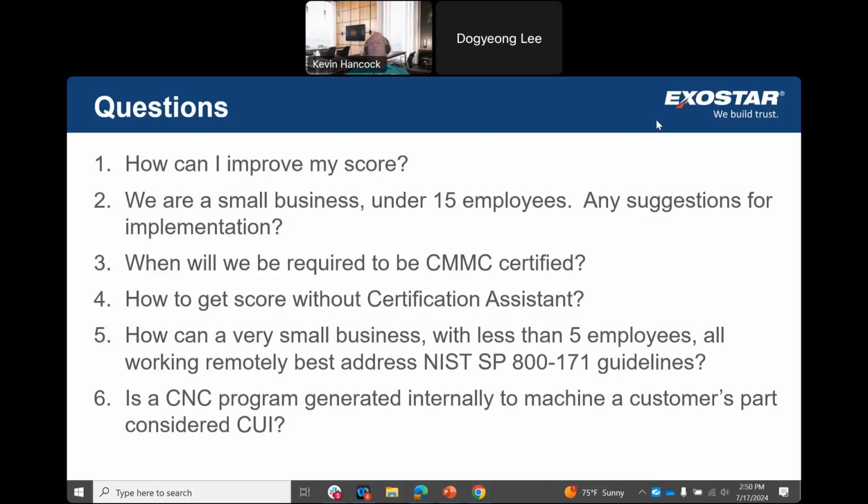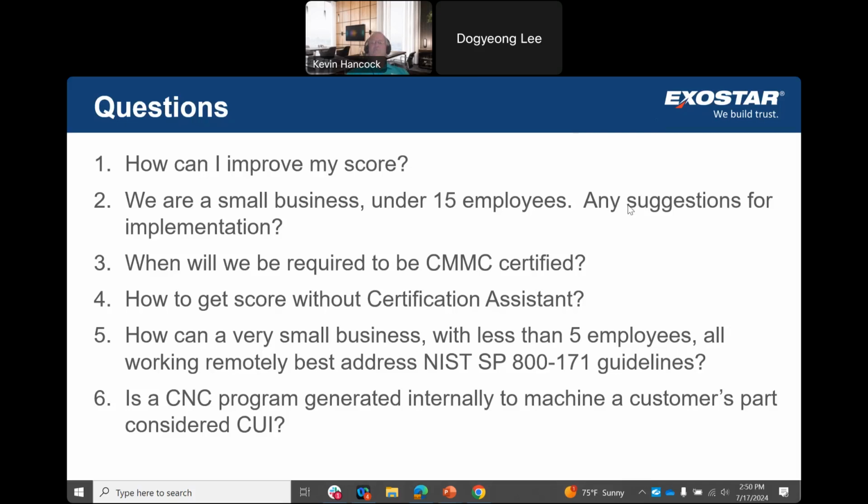How do you get a score without Certification Assistant? Hopefully I showed you that as part of the presentation today. You can use the 800-171A assessment guide and the scoring guide that goes along with that, and you'll have these links in this presentation. You'll go through each of those individual controls and score yourself on whether or not you've implemented it, then take away 5, 3, or 1 point if you haven't implemented something, and that'll derive your overall score.